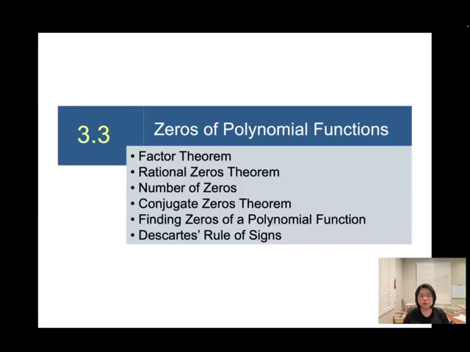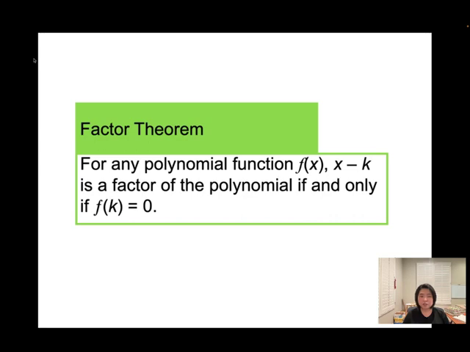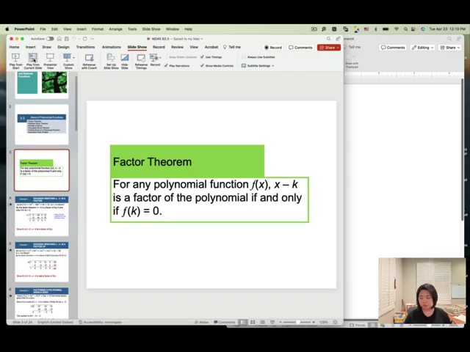Section 3.3: Zeros of polynomial functions. Factor theorem: for any polynomial function f of x, x minus k is a factor of the polynomial if and only if f of k equals 0. Let's look at this example.